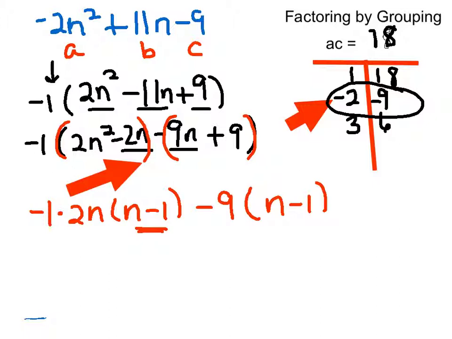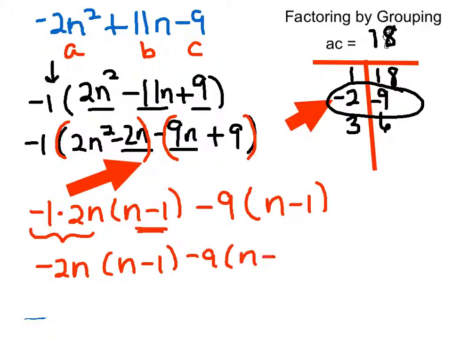In the front, these two terms, or these two numbers, I guess you can still call them terms, -1 times that 2n is going to be -2n. Then I have n minus 1, minus 9, and n minus 1. Okay, now we're going to pull it together.